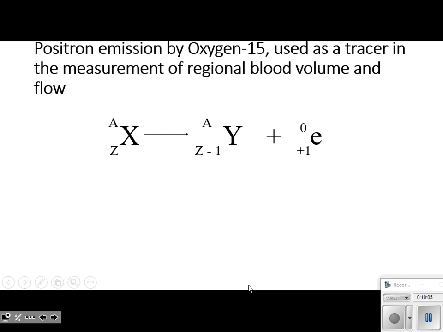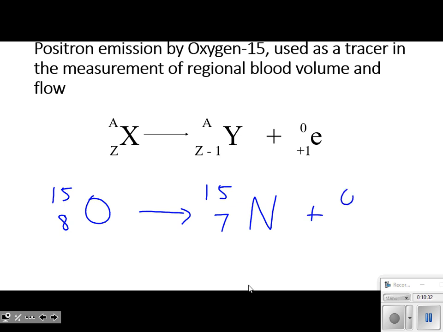Okay. So, oxygen-15. Oxygen has an atomic number of 8, so it is 15 over 8. My mass number is going to stay the same. 8 minus 1 is 7. Element number 7 is nitrogen. And then I have this positron, this positron that is being released.